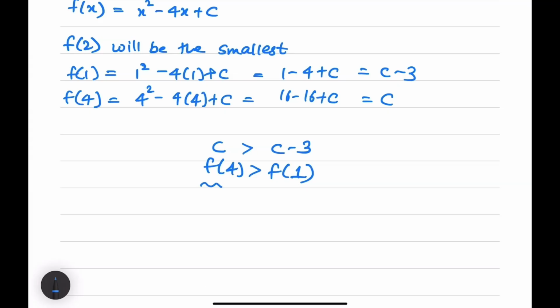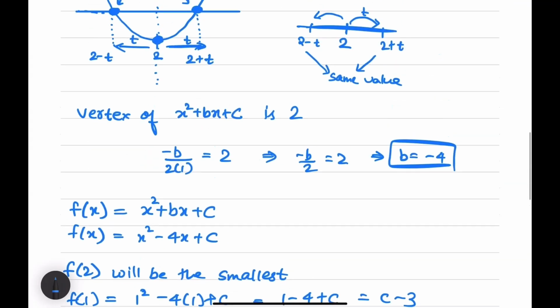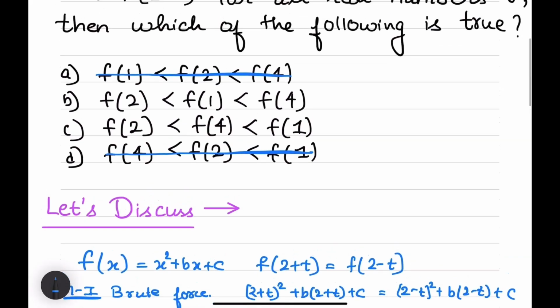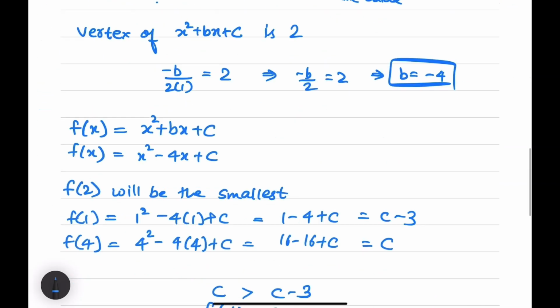So this is the required relationship between f of 4 and f of 1. And by that fact, option B comes out to be correct. So my correct answer is option number B. All right. I hope that makes sense.